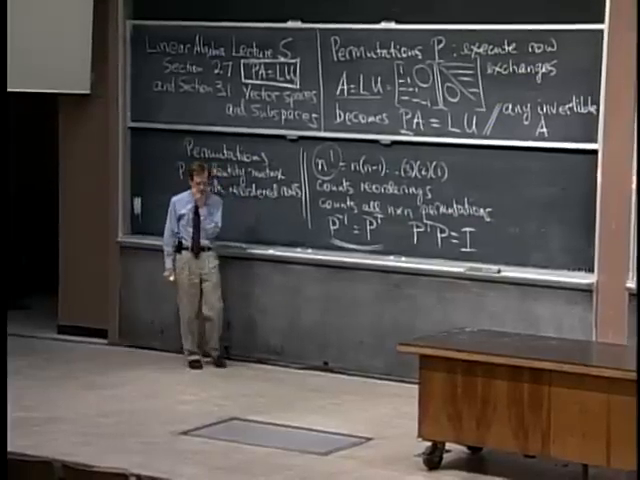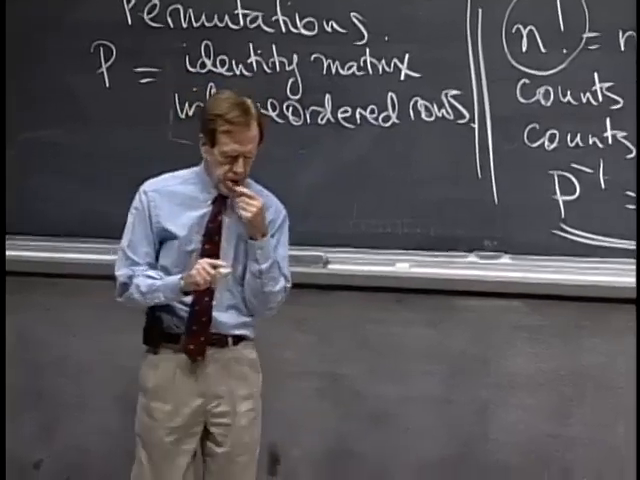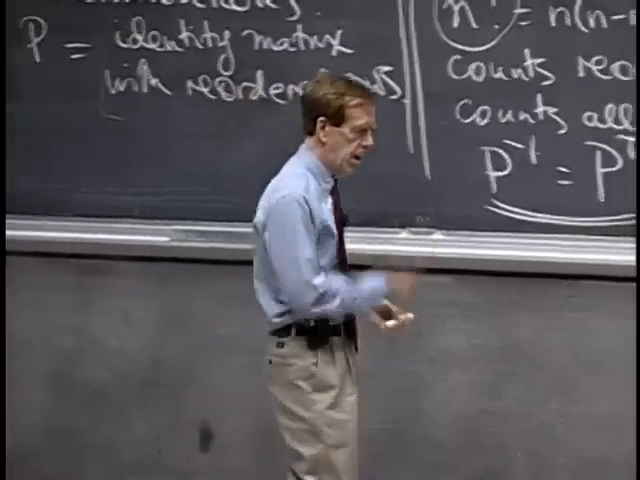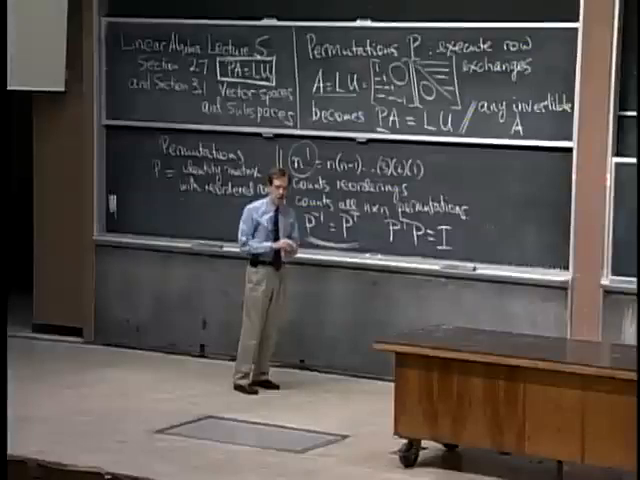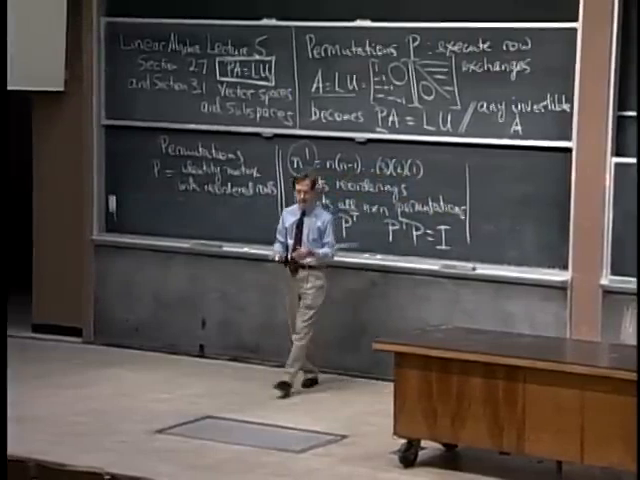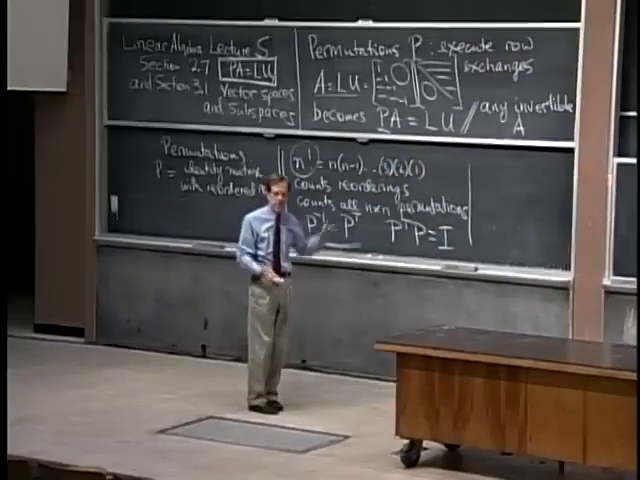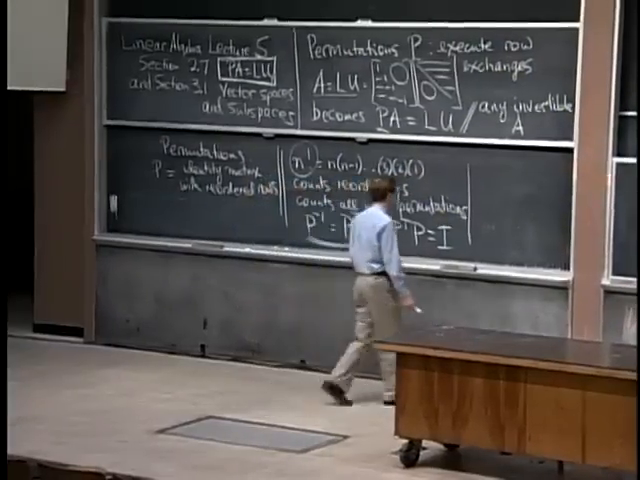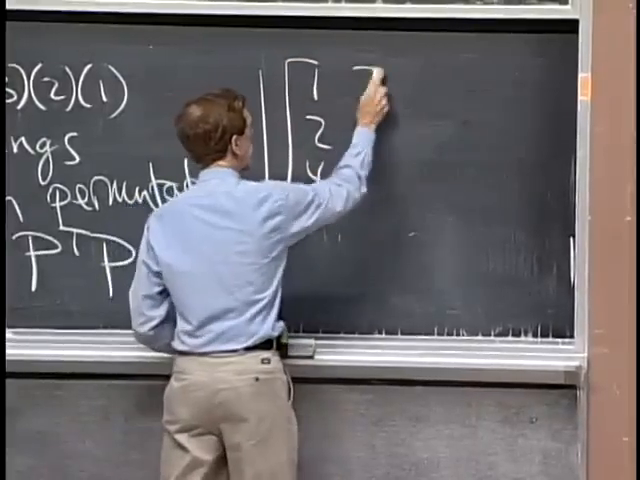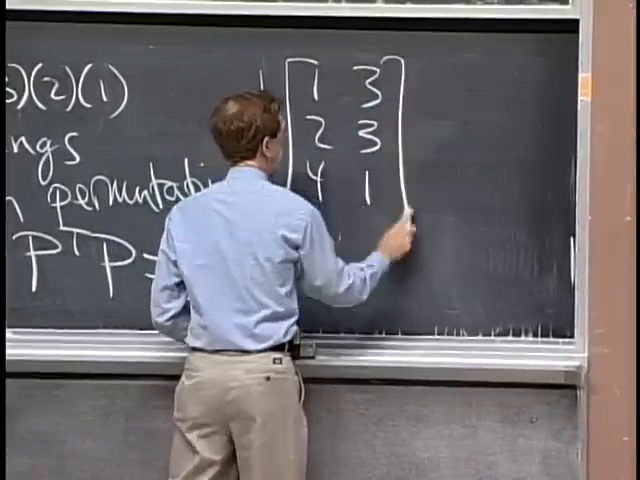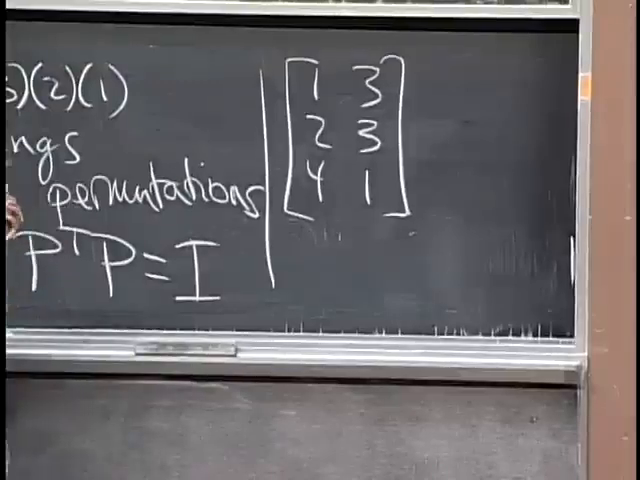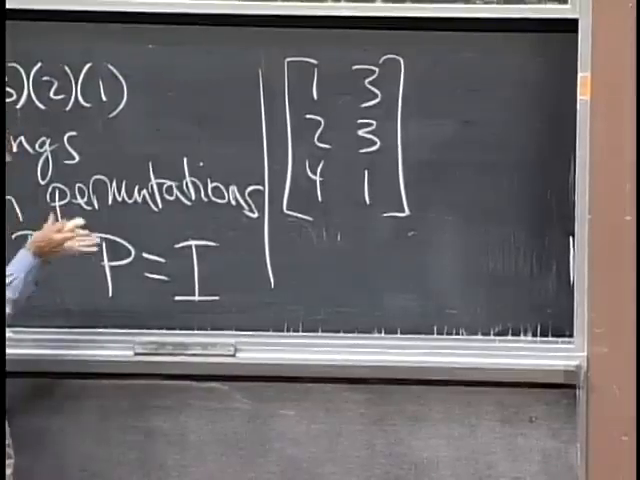Okay. So that's permutations. Now, also in section 2.7 is some discussion of transposes. And can I just complete that discussion? First of all, I haven't even transposed a matrix on the board here, have I? So I better do it. So suppose I take a matrix like 1, 2, 4, 3, 3, 1. So it's a rectangular matrix, 3 by 2, and I want to transpose it.